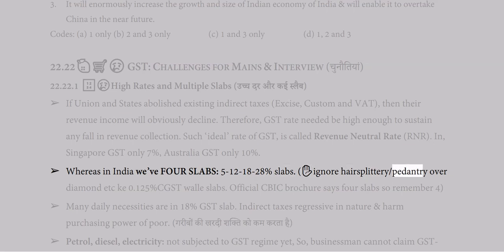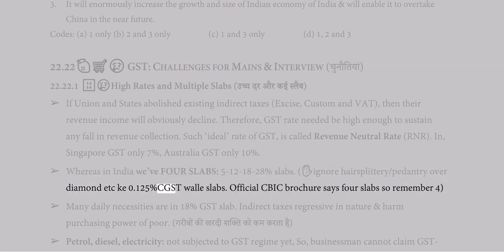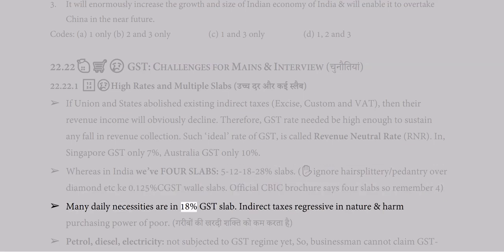Ignore hair-splitting pedantry, over diamonds etc. at 0.125% CGST slabs. The official CBIC brochure says 4 slabs, so remember 4. Many daily necessities are in the 18% GST slab.